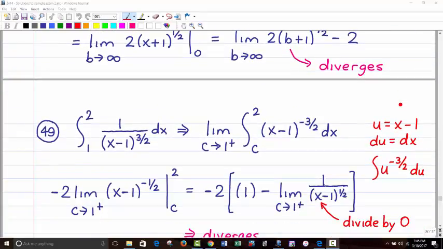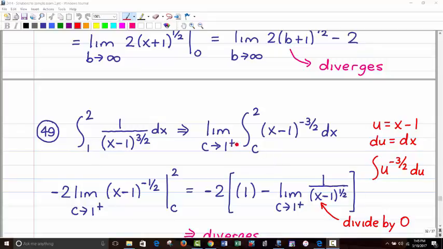The next one, 1 over x minus 1 to the 3/2 from 1 to 2. Now this is where we have what they call, the technical term is infinite discontinuities. We have a discontinuity at one of the endpoints of the interval. In this case, it's the 1, because the 1 would make you divide by 0.